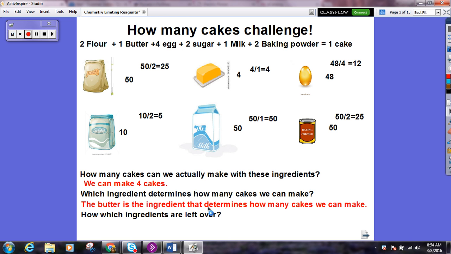But which ingredients are left over? So the ingredients left over in this particular scenario are flour, eggs, sugar, milk, and baking soda. The butter is considered to be the limiting reagent because that determines how many cakes we could make. And all the ingredients that are left over are in excess. We have more than what we need of those.